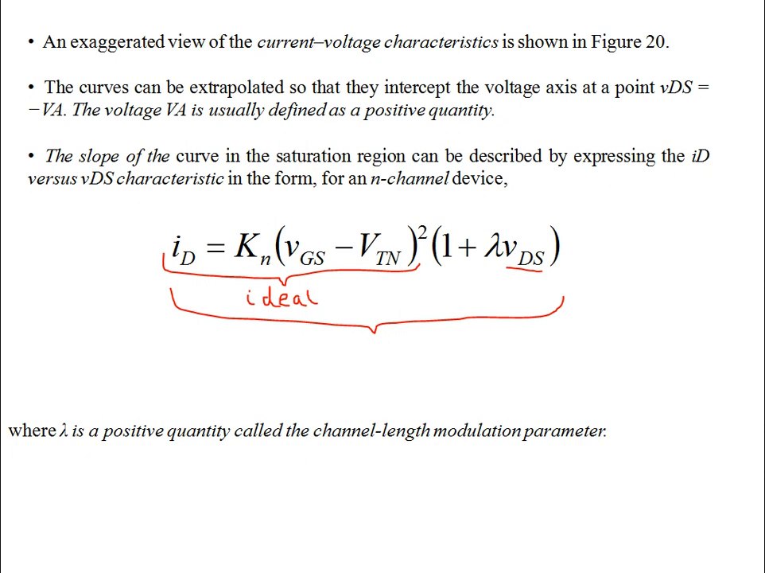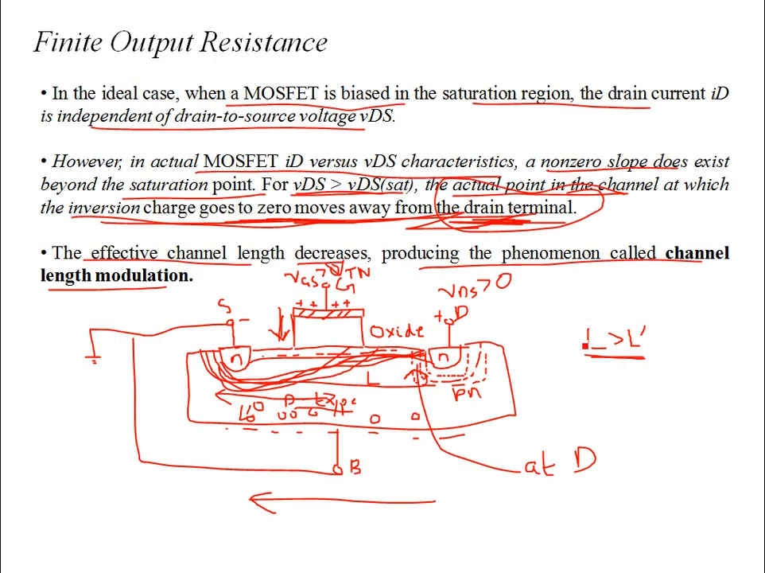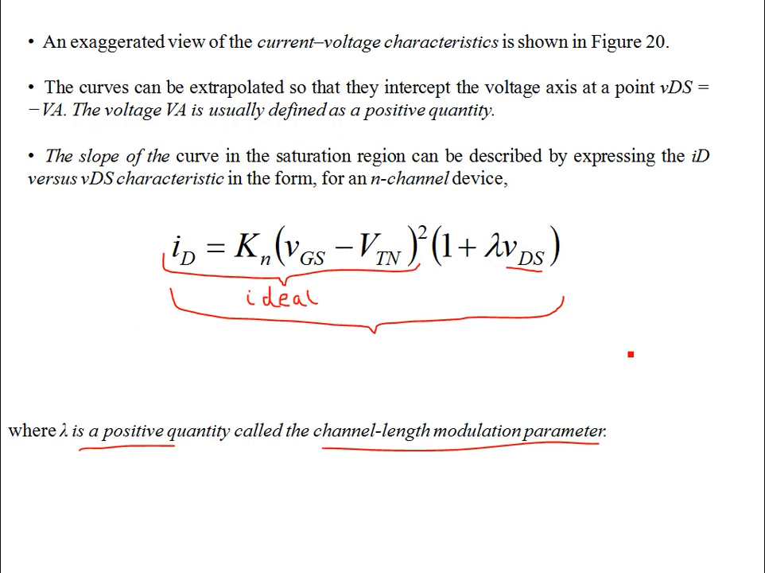This lambda is a positive quantity, and it's called the channel length modulation parameter. So in actual MOSFETs, the actual channel length is modulated. It's not the original channel length. The original channel length is capital L, from the drain to source, which is greater than what we have in actual MOSFETs, that's L prime.